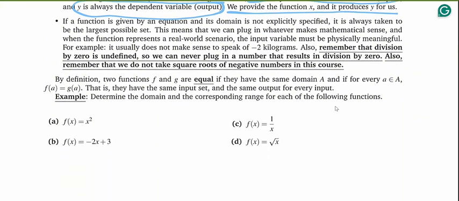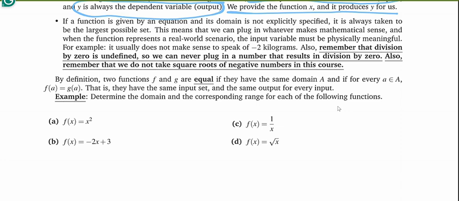By definition, two functions are equal if they have the same domain, and if for every little a and big A, f of a equals g of a. What do I mean by this? Two functions are equal if they're the same machine, if they're the same formula. When you provide two functions the same number, little a, they will spit out the same output, whatever it's called, little b, for instance. They have to have equality. The formulas have to overlap, and in addition to this, the domains have to overlap.